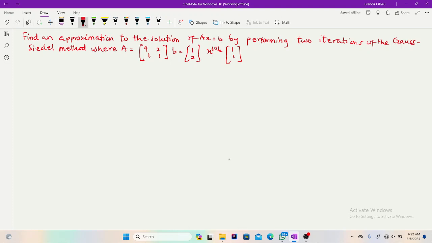So in this video, I have a problem on Gauss-Seidel for us to solve. It says find an approximation to the solution of Ax equals b by performing two iterations of the Gauss-Seidel method, where A is this, b is that, and our initial guess is this.